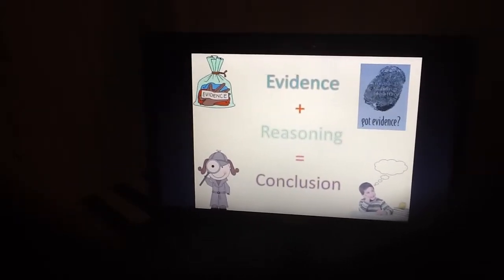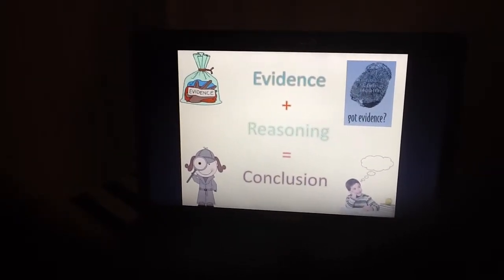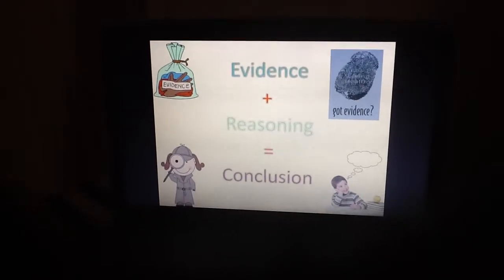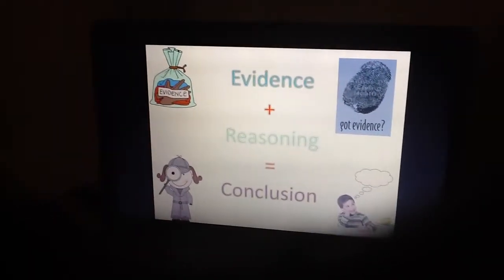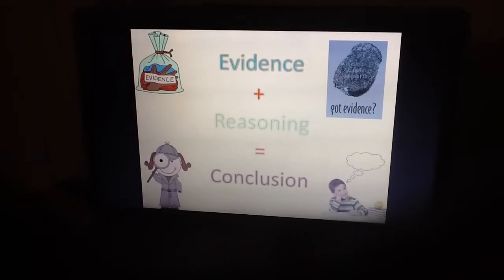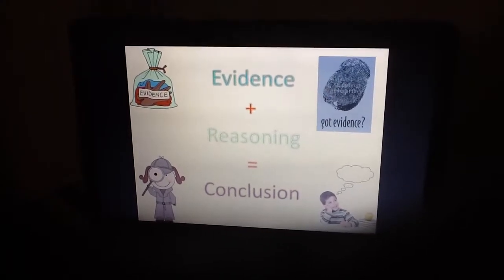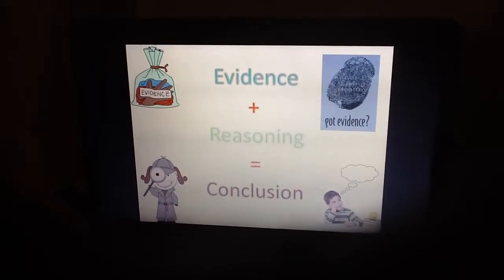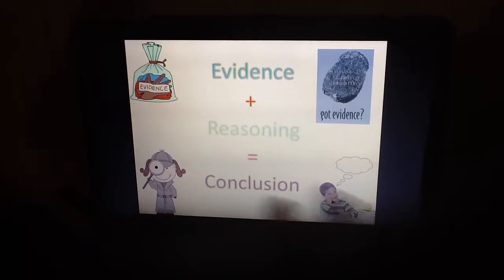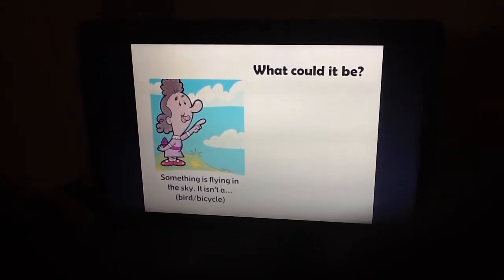So inference is drawing a conclusion. And here I put a picture of a detective because inference has an application in several contexts, such as in forensics and several professions, where it is used to find out the reasons or the causes of maybe a crime or something like that. So here I have some examples.